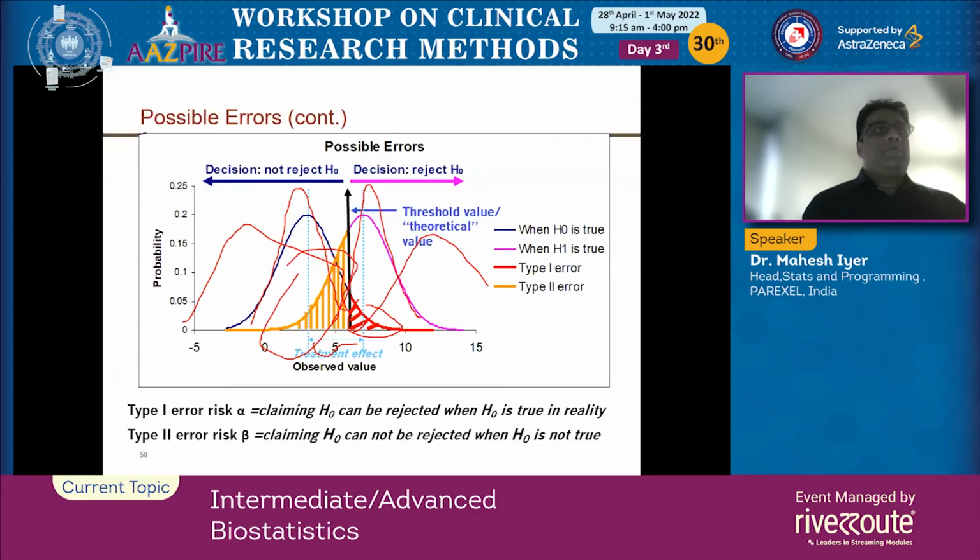This is the relationship that you have between testing, type 1 error, type 2 error, sample size, and treatment effect. Clear? Questions, anybody? No? So this is how you construct a test.